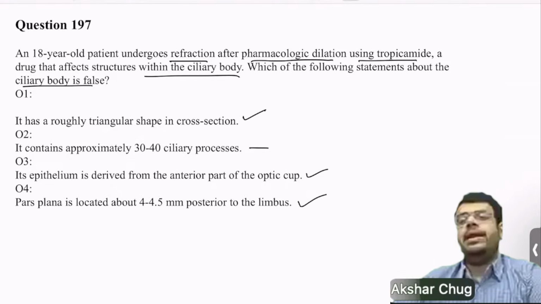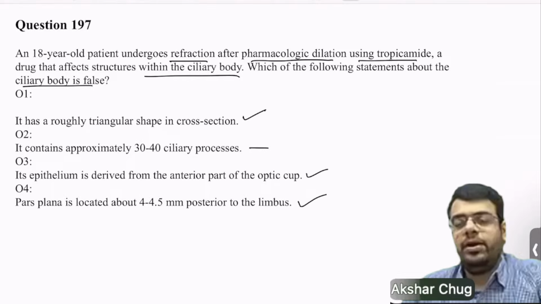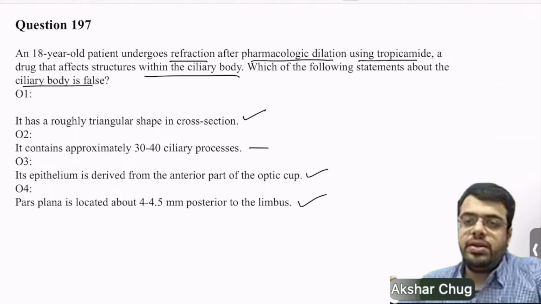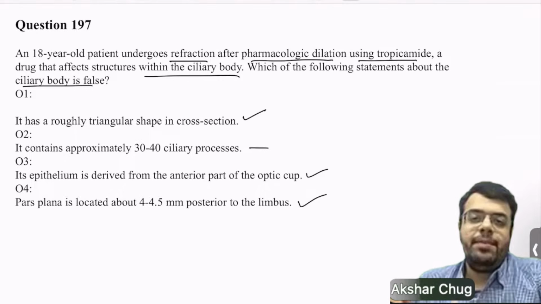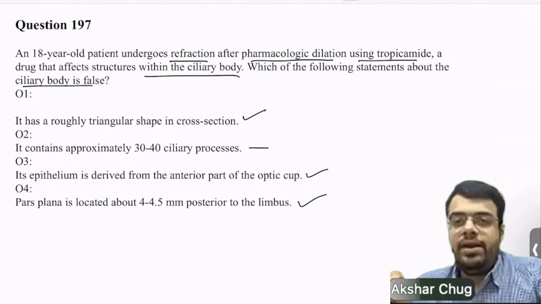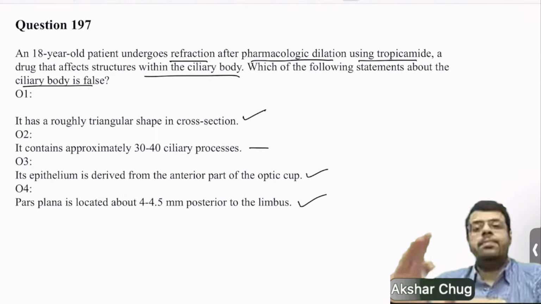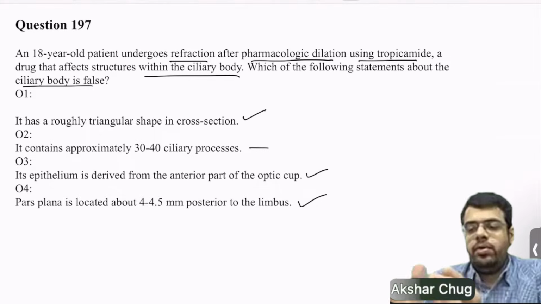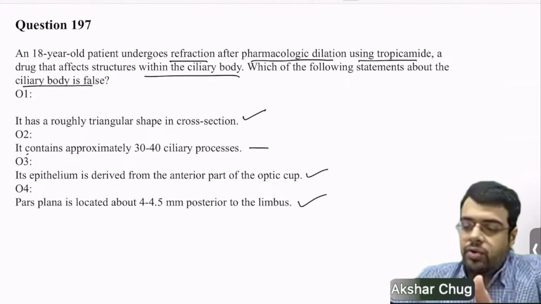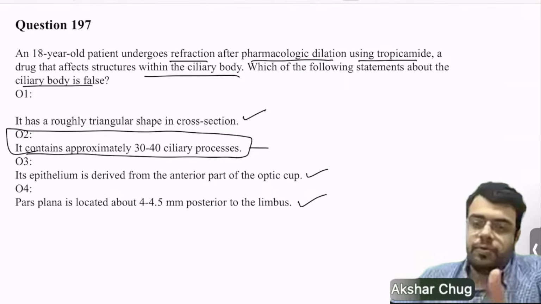The clinical application is that whenever we want to enter the vitreous, we puncture the eye 4 to 4.5 mm behind the posterior limbus to enter through the pars plana. As the pars plana is a relatively avascular zone, even if I did not know the answer, I could rule out the other options and arrive at the correct option.